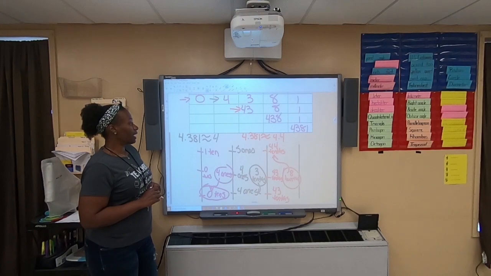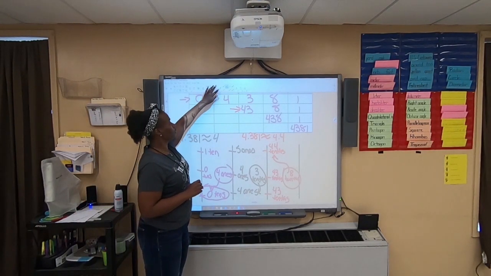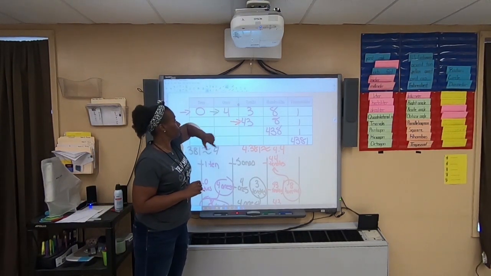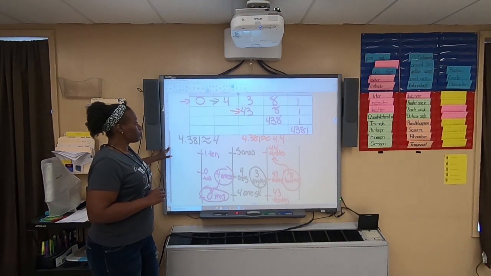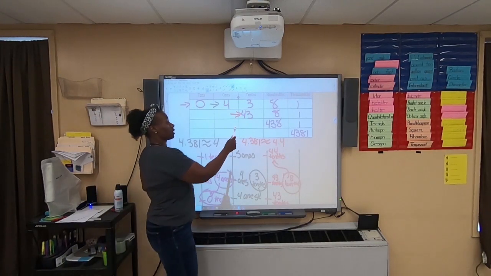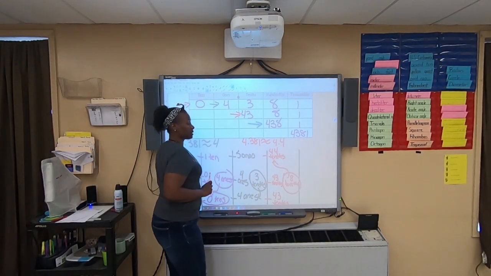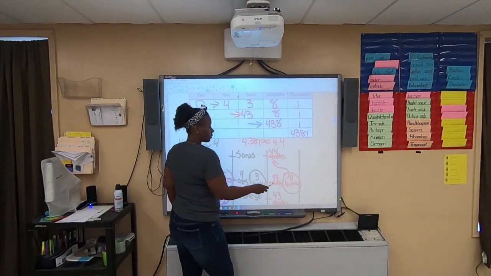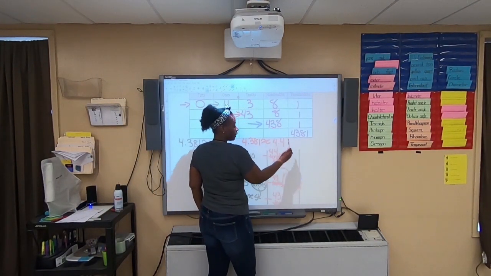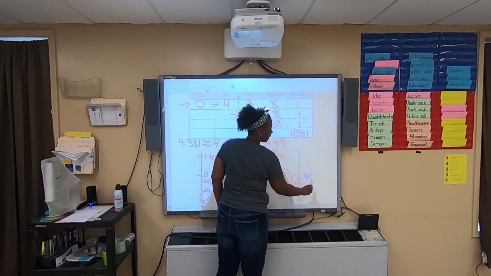Okay. Then they asked us to round to the hundredths place. Let's do blue. Because I'm rounding to the hundredths place, of course, I'm going to use my decomposed sentence that starts with hundredths. So in the middle, I need 438 hundredths.